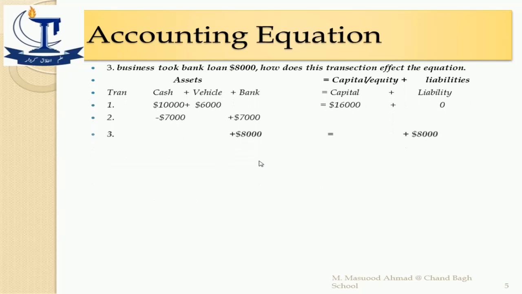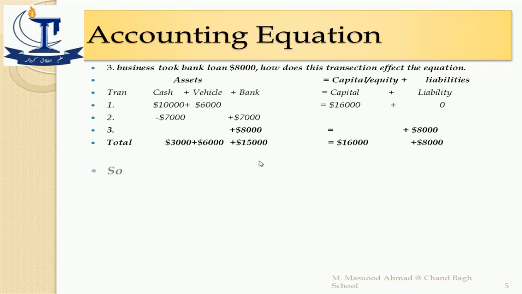Now this is what the third transaction is going to do with our equation: our bank will increase. I have bolded it for you, and liability is also increased. So total assets and liability look like this. On the asset side you have cash 3,000 in your office, and motor vehicle value 6,000, and now your bank will increase from 7,000 to 15,000 due to that loan. On the right hand side of the equation you have 16,000 in your capital account, and beside this you have what is owed to someone, that is the bank loan, and your liability is increased by 8,000.